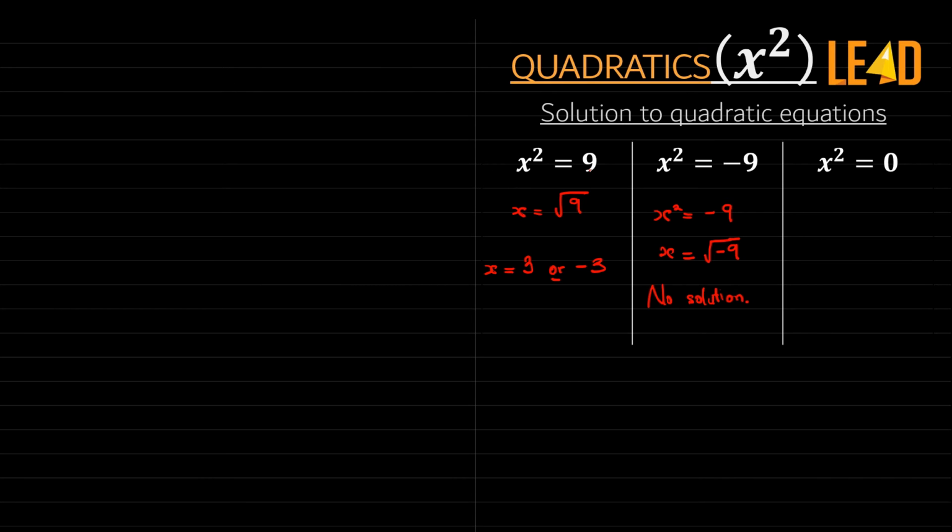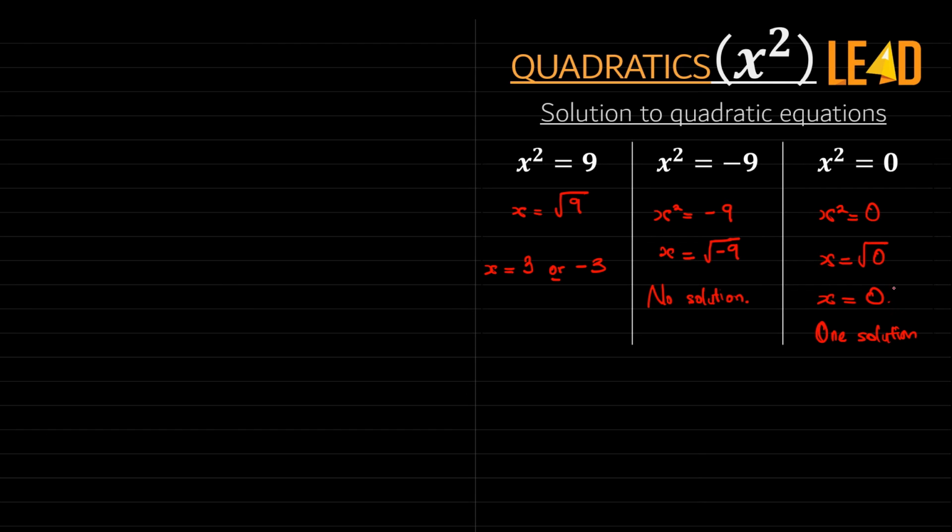So scenario number 1, scenario number 2, scenario number 3, we have x squared is equal to 0. So if you're solving and you get stuck somewhere here, x squared is equal to 0, you take the square root. x is equal to the square root of 0. So that means x is equal to 0, and so you would have one solution.